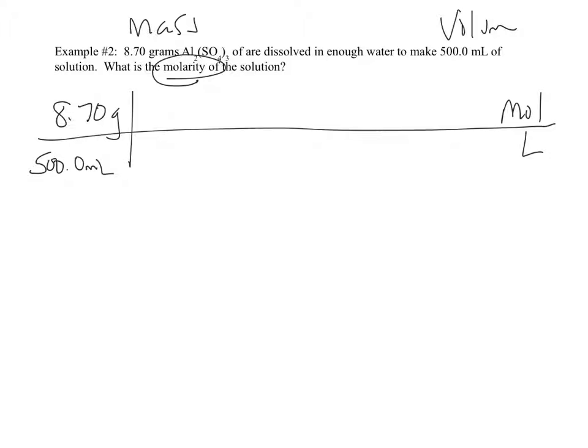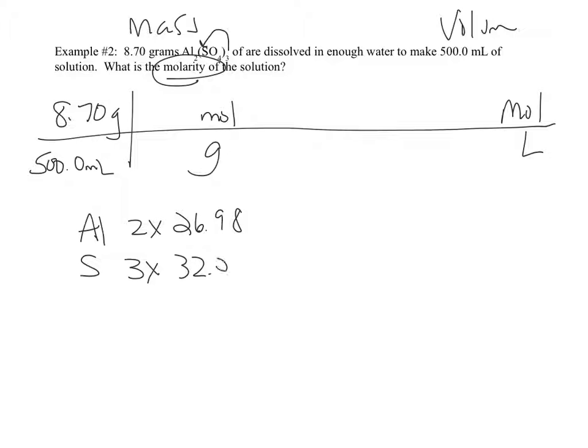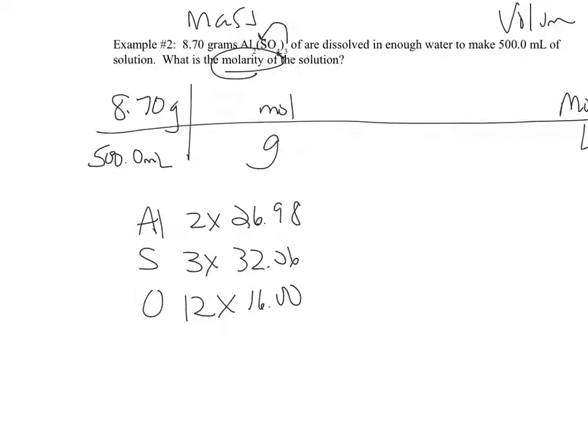It doesn't matter what I convert first, but I usually do the top first. I need grams to moles, so I need to do the molar mass. If you can do this out to the edge of your paper, that would work. So I have aluminum, 2 times 26.98. Again, the 26.98 is coming from the periodic table. For sulfur, distribute the 3 to the sulfur, 3 times 32.06. And for the oxygen, I've got 12 times 16. Okay, I'm going to add all of these up.